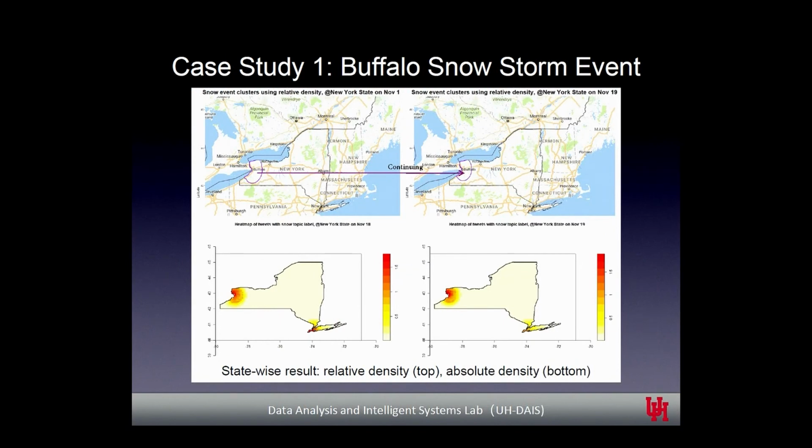Next is the result of stage 2. On top is the result of the relative density. As you see, Buffalo City is the only cluster we get for the relative density. On the bottom is the absolute density. As you see, not only Buffalo City, but also New York City, because a lot of people are tweeting about the snow. That's the difference. For the relative density, there's no cluster at New York City. The relative density means that there's a high percentage of people tweeting about this event.